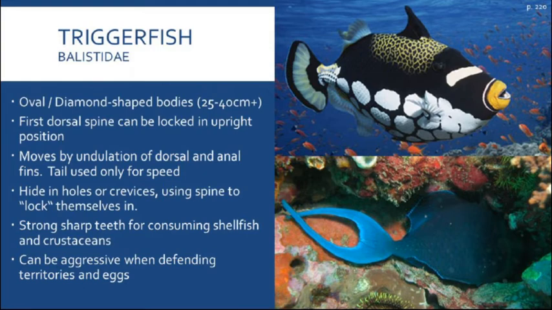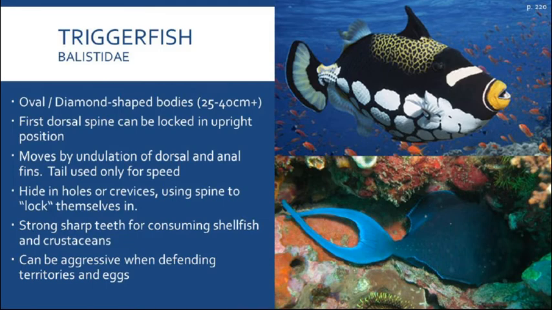Our triggerfish, or Ballistidae. These have oval or diamond-shaped bodies, and they can grow quite large depending on the species. Triggerfish have a bit of a reputation on our reefs. I'm sure a lot of you have stories to tell about triggerfish, but they have a spine that can be locked up in an upright position. So this first dorsal spine, they can lock it up.